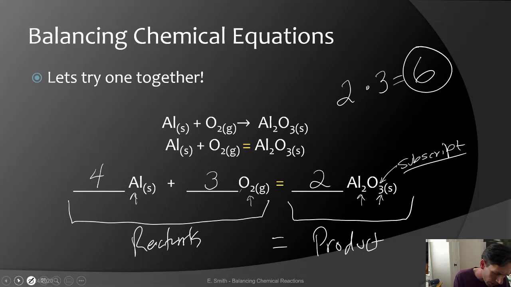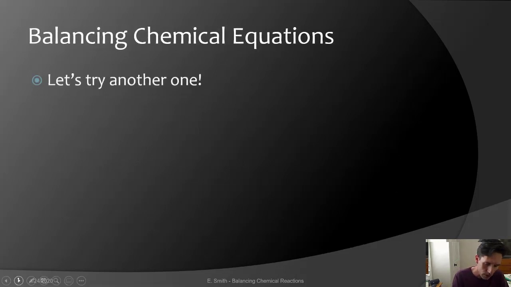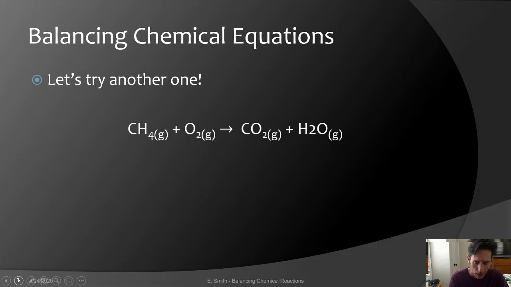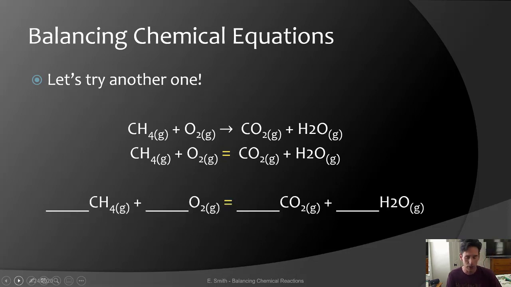So let's try another one. Okay, in this one, we're going to look at methane. And methane is reacting with oxygen to form carbon dioxide and water, right? And again, I want you to think of the arrow as an equal sign. So let's go ahead and put our lines in the front so that we can adjust this, so that we can balance it out, all right?